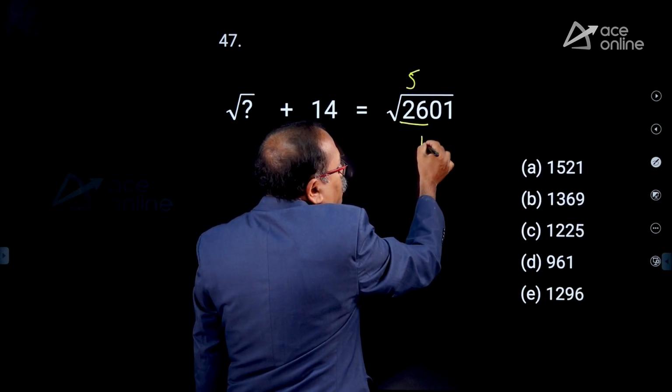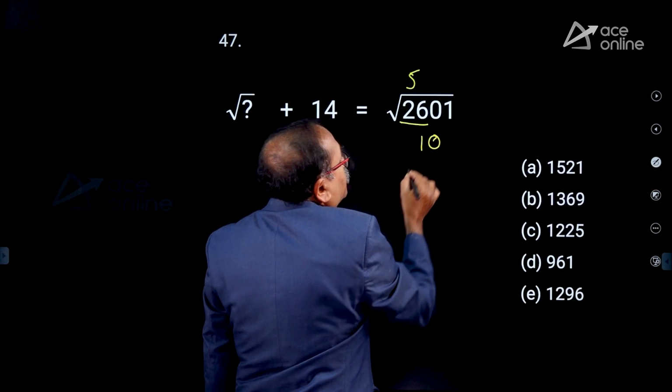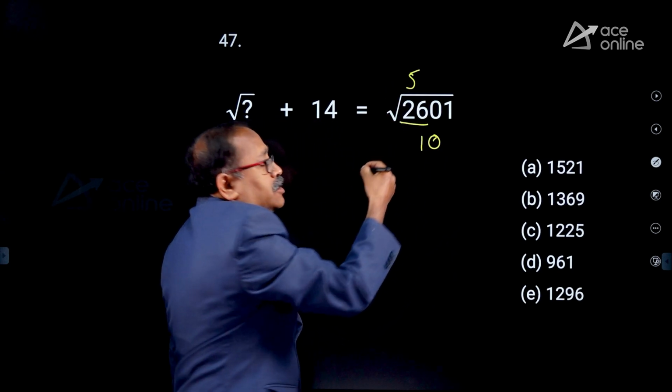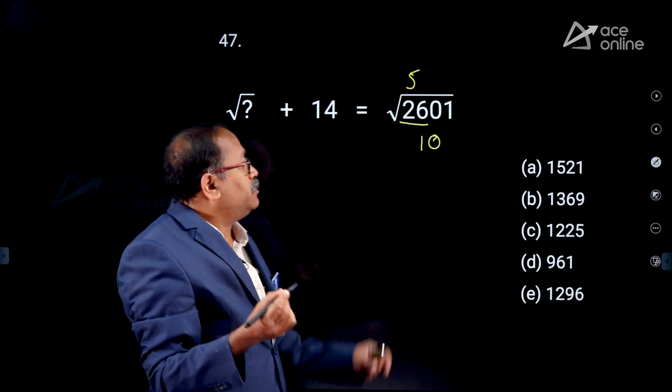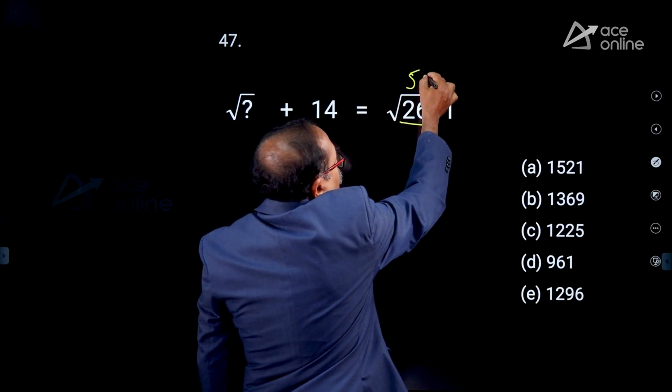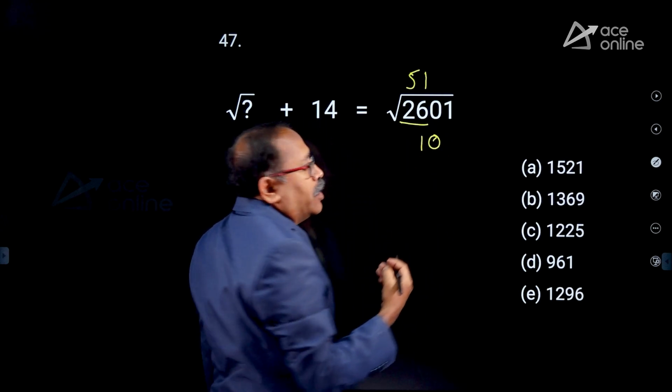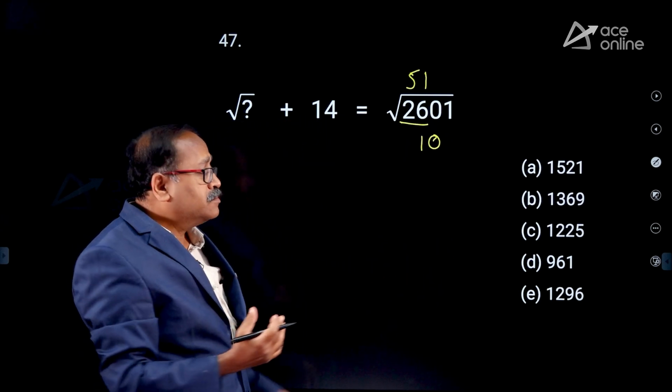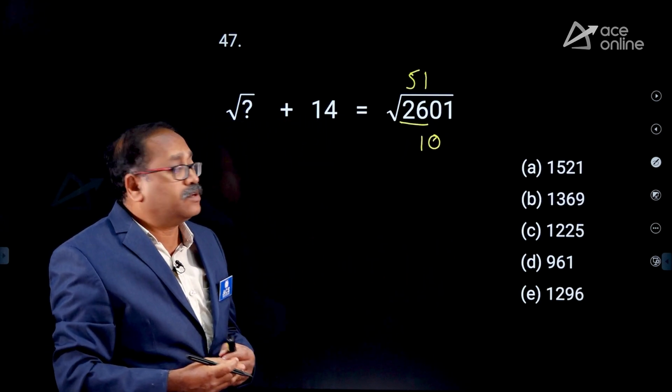I leave the remainder 1, and I take the 0 over here. And I will divide this by 2 times 5, which is 10. So when I divide this 10 by 10, I get 1. So this number is nothing but square root of 51. The rest part is a very simple question.